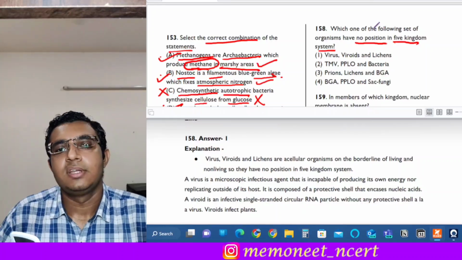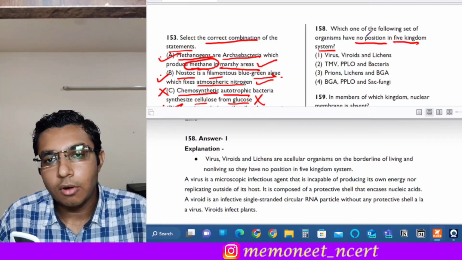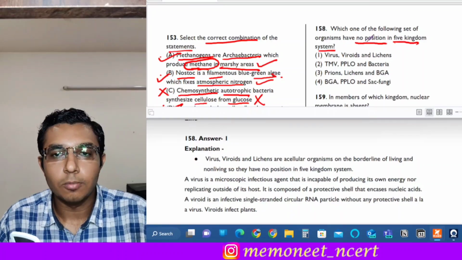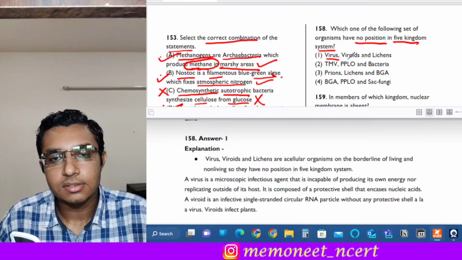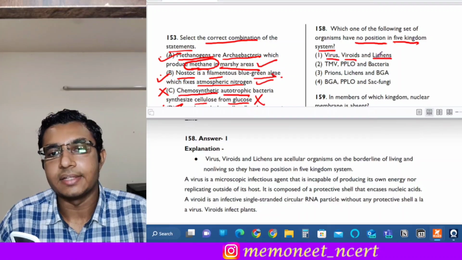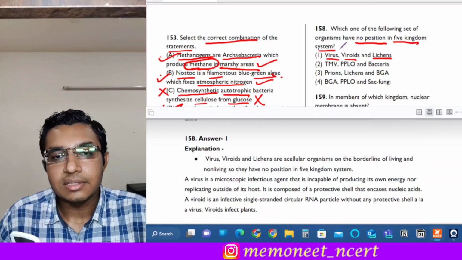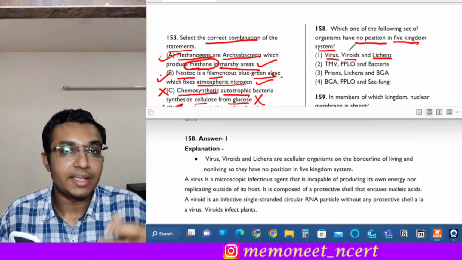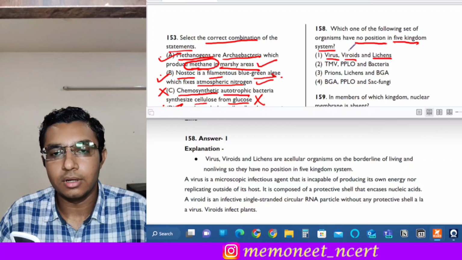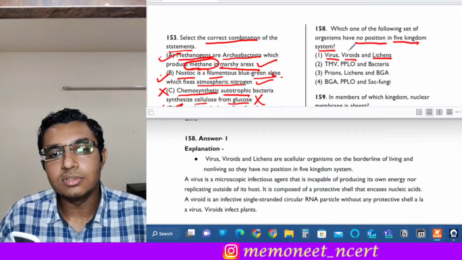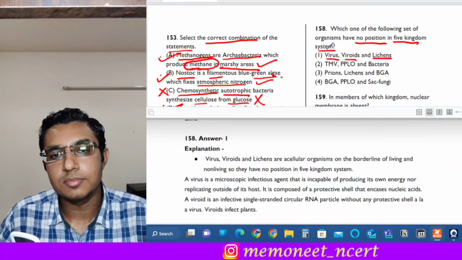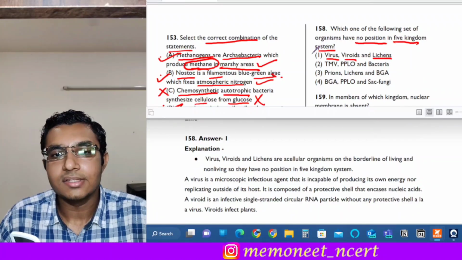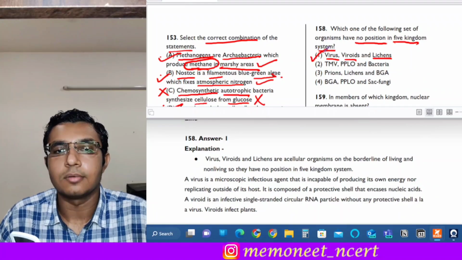Okay. Now, see which of the following organisms have got no position in the five kingdom classification. The organisms which have no position are the viruses, viroids, and the lichens. Okay. Why? Because see, the viroids and the viruses are acellular organisms. Okay, they are neither living nor non-living. Okay, so these are the organisms which have got no position in the five kingdom classification. So the correct answer to this question will be option 1.